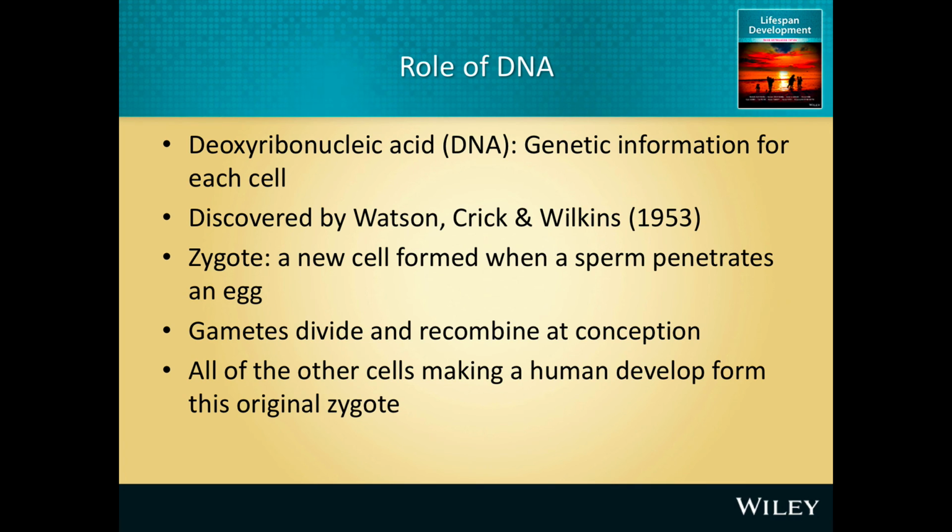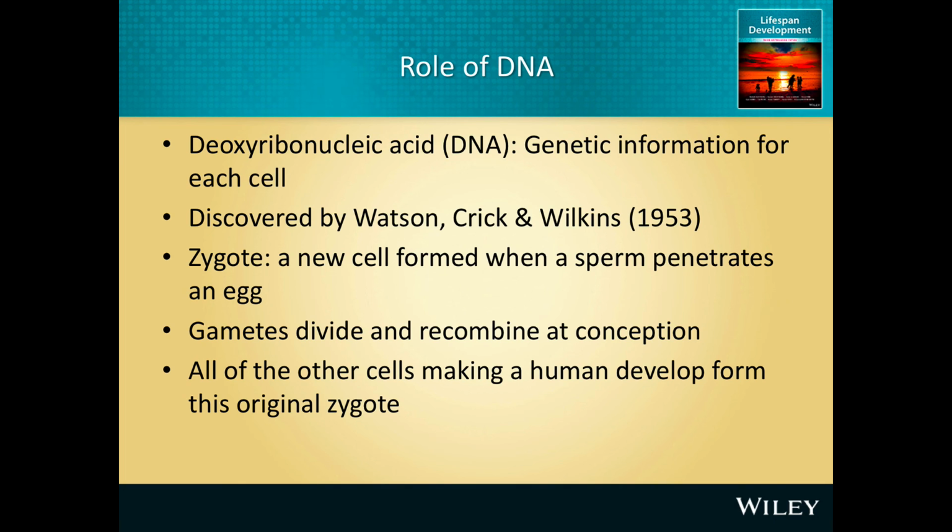So now we're on to the role of DNA. DNA, commonly known as deoxyribonucleic acid, is basically what genes are made up of. It was discovered by Watson, Crick and Wilkins in 1953. It's transformed the way we know everything about humans. Now, when a sperm penetrates an egg, they release their chromosomes, which join together to form a new cell called a zygote.